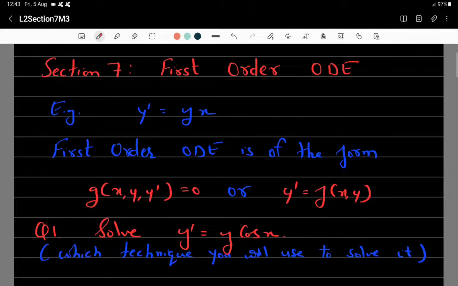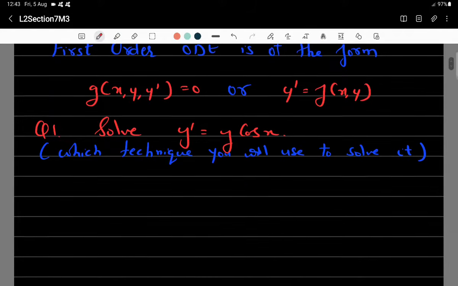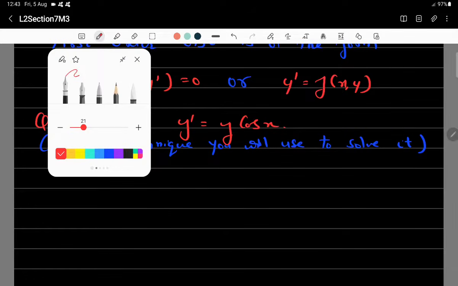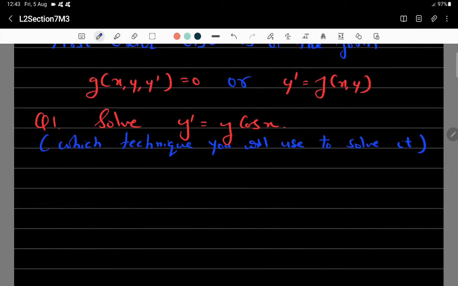So to begin with, let's start with a very simple differential equation. y dash is equal to y cos x. Now think over it, how are we going to solve it? To solve it, the simplest way is to use the concept of variable separable.